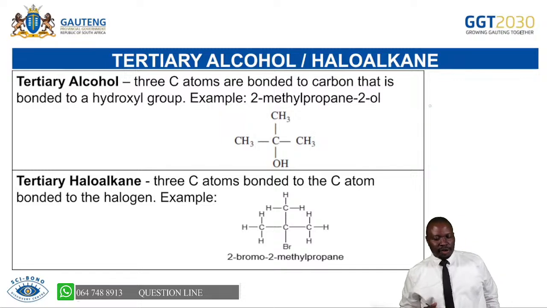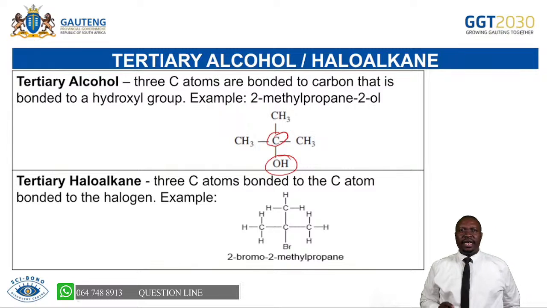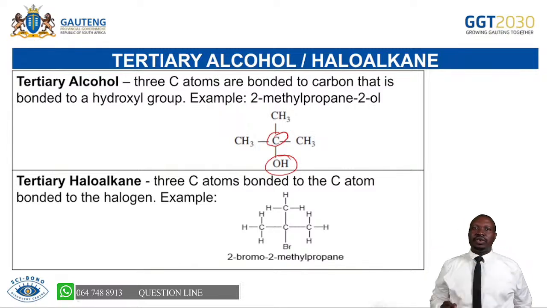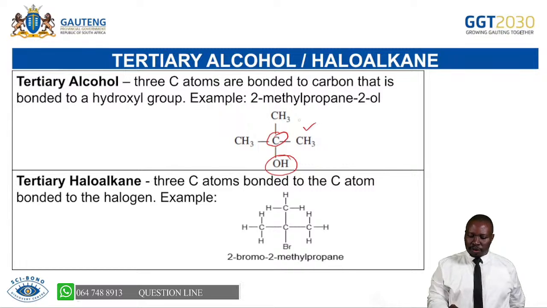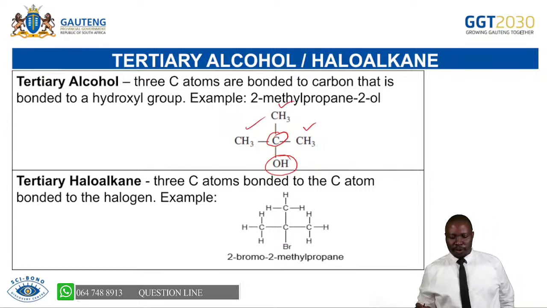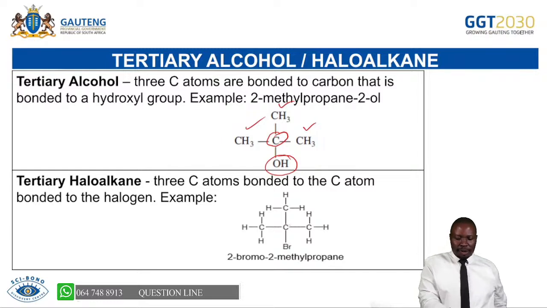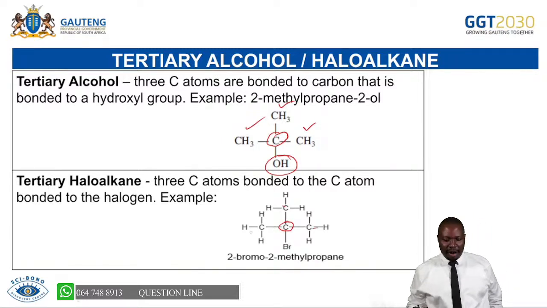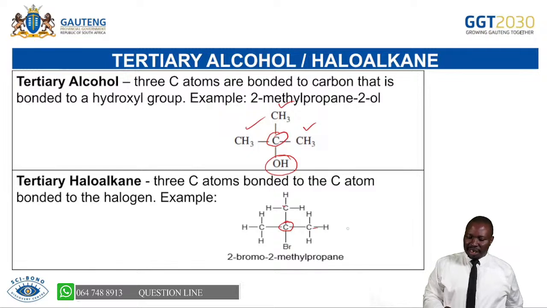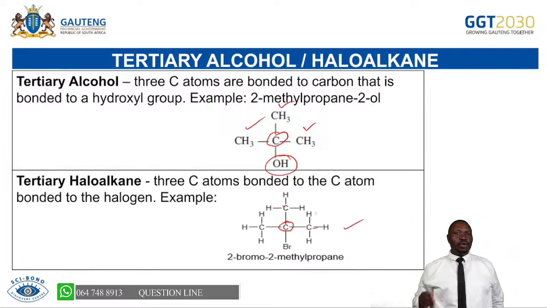But here the main thing that we wanted to show is that the carbon that is bonded to the hydroxyl group is your focus. You focus on the carbon bonded to the hydroxyl group. How many other carbons is it bonded to? Definitely it's bonded to three other carbons, so you are able to see that this is a tertiary alcohol. The carbon that is bonded to the halogen, how many other carbons is it bonded to? Three other carbons, so this is a tertiary haloalkane. So you're able to collect those marks. I hope you have that.